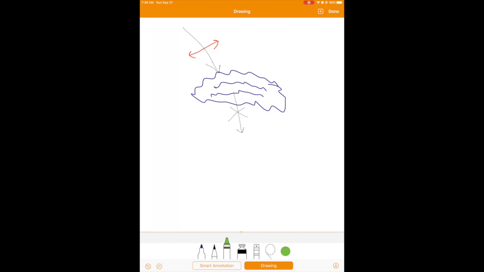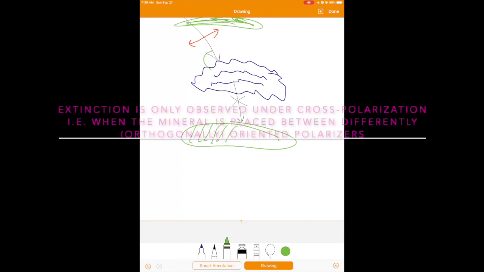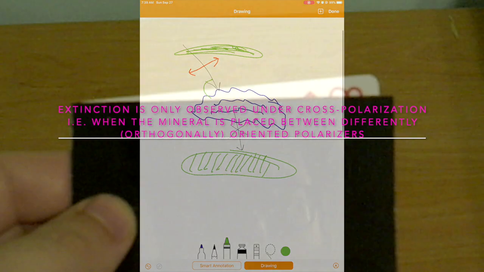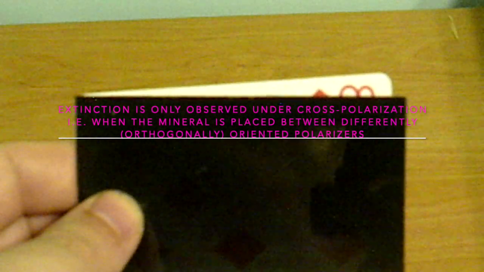And the incident angle at which that happens with respect to the details of the mineral, that's called the extinction angle. So when you put the mineral between two polarizers, you see the effect of the magic trick. It's an effect of extinction. And that's that.